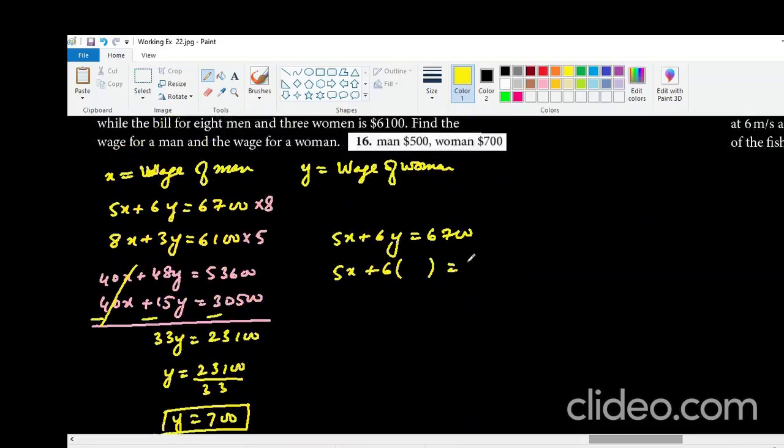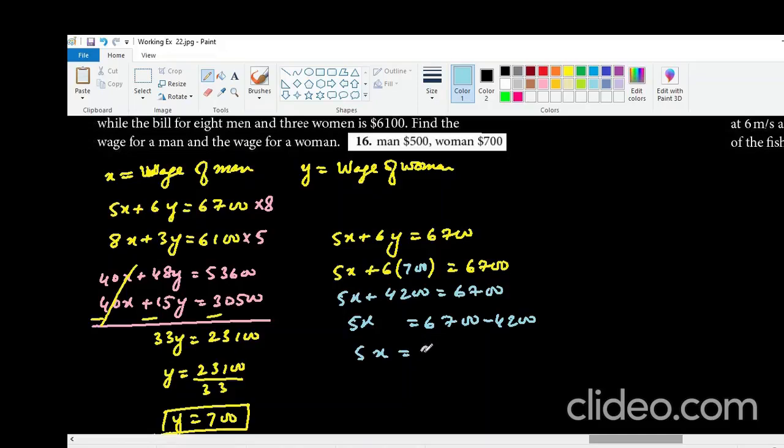I am going to use 700 here. So 5x plus 4200 equals 6700. So 5x will be equal to 6700 minus 4200. So 5x will be equal to 2500. So the salary of men is going to be equal to 500. These are the salaries of both men and women.